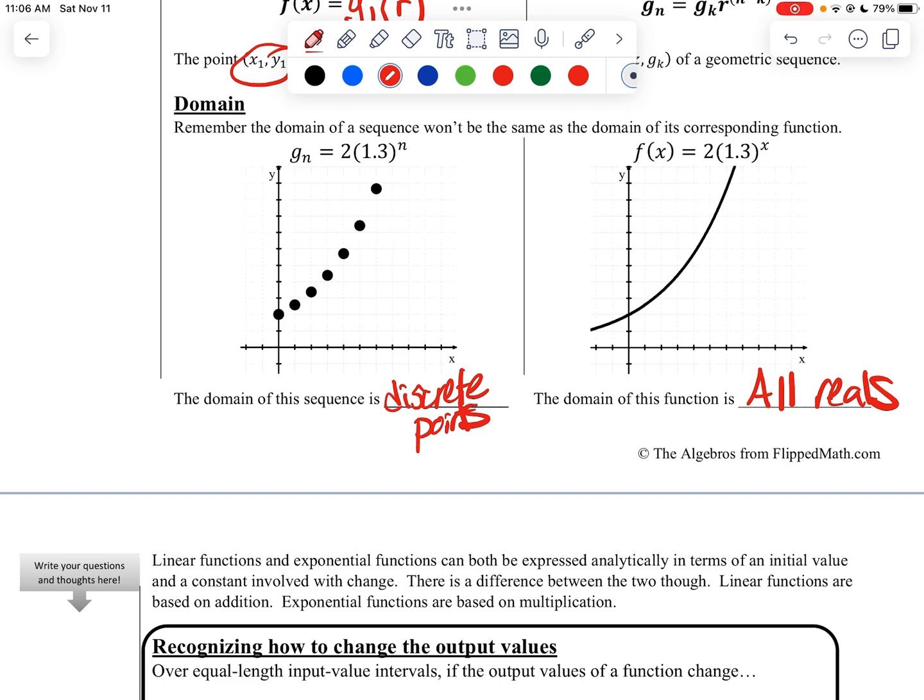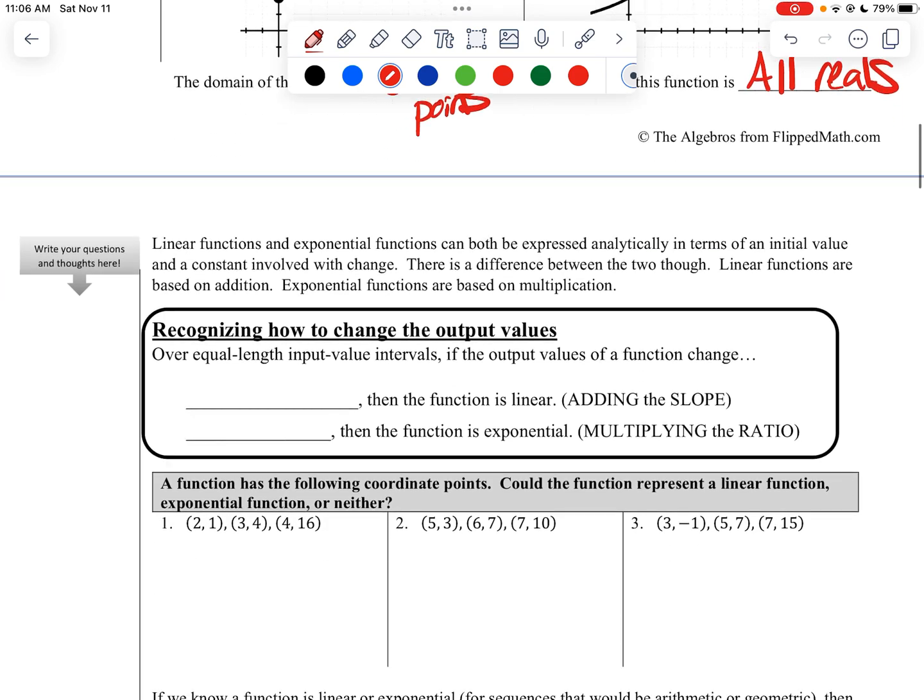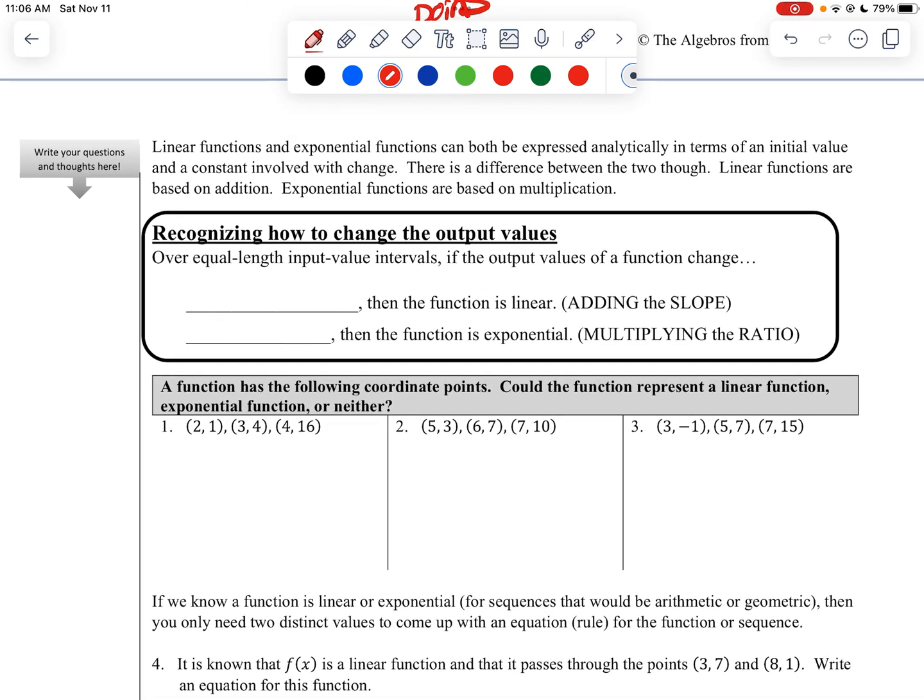Now what we're going to do is talk about how we recognize the change between these. Again, there's a constant rate of change, but the difference is linear functions are based on addition and exponentials are based on multiplication. So here's the big terminology: over equal length input values, if the output values change at a constant rate, then the function is linear. If it's changing proportionally, then the function is exponential.